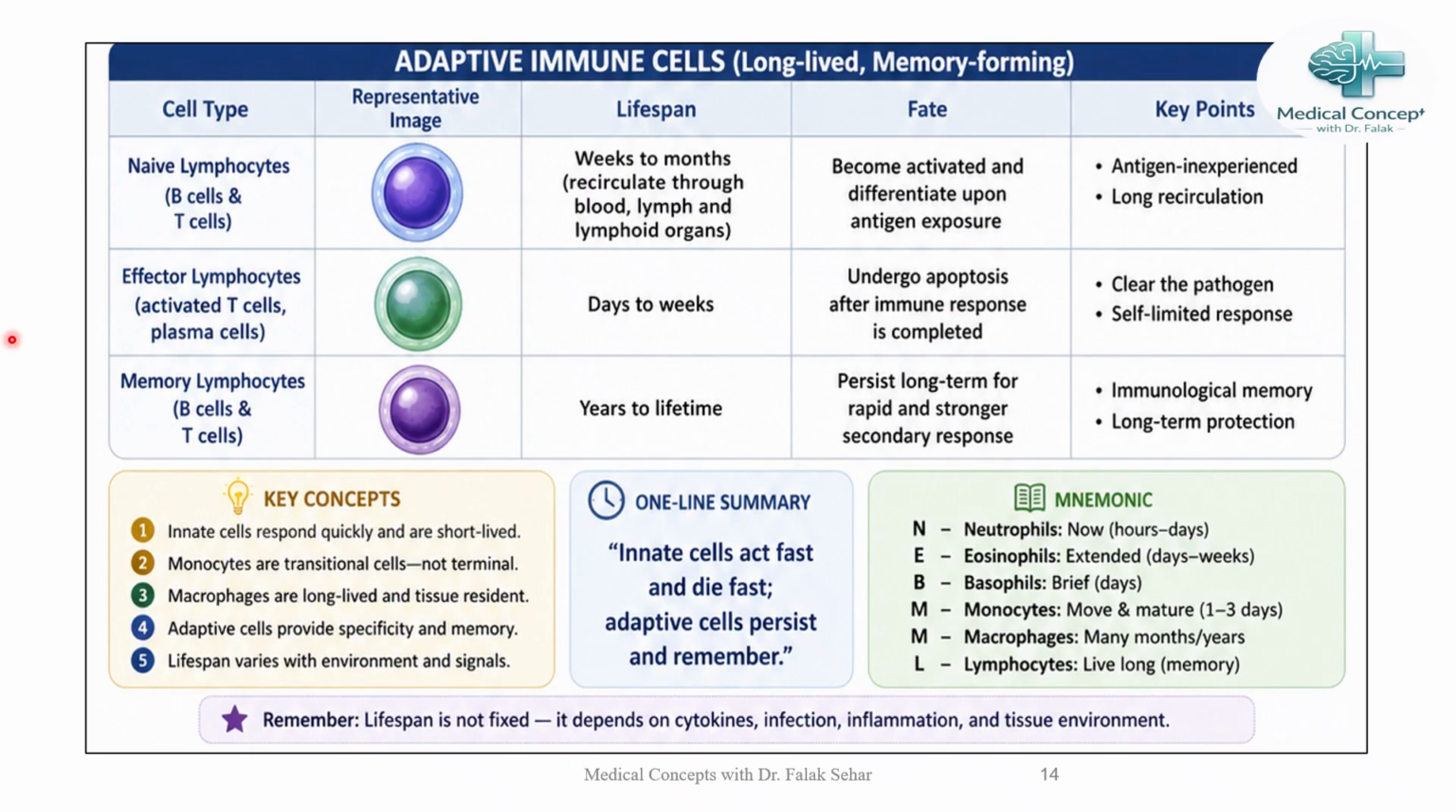Unlike innate immune cells, adaptive immune cells are generally long-lived and can develop immunological memory. Naive B cells and T cells can survive for weeks to months while continuously circulating through the blood, lymph, and lymphoid organs. After encountering an antigen, they become activated and differentiate into effector cells, which are short-lived and survive for only 1 day to weeks. A small proportion then become memory lymphocytes, which can persist for years or even a lifetime, providing long-term immunity and a faster response upon re-exposure to the same antigen.